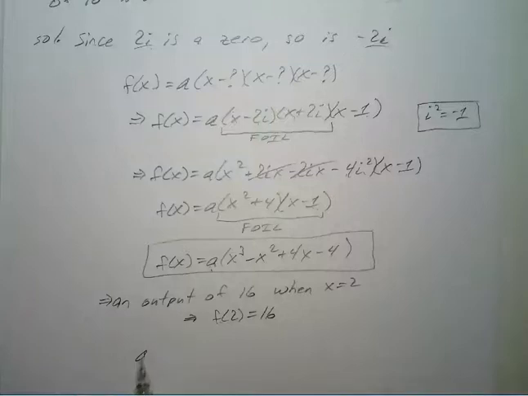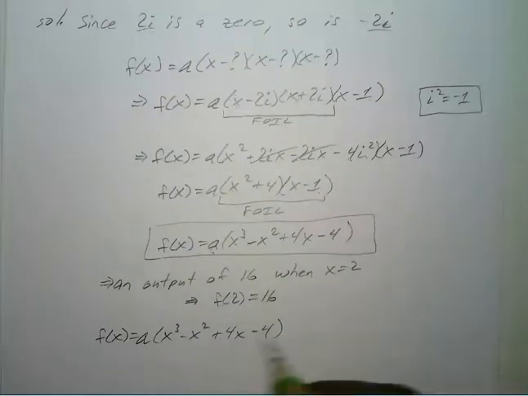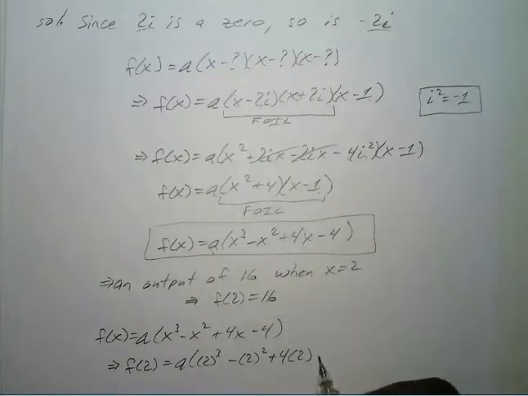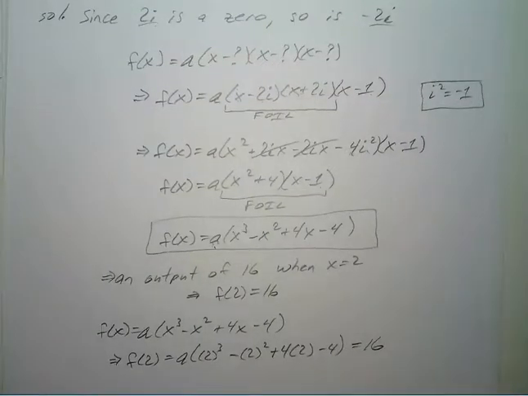Okay, so we know that a times x to the third minus x squared plus 4x minus 4 is our f of x. So we know that f of 2 is equal to a times 2 to the third minus 2 squared plus 4 times 2 minus 4, and we know that's going to equal 16. Okay, so all we have to worry about is this part here. So we solve that.